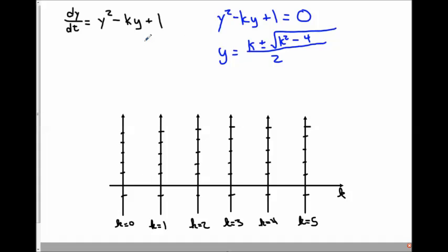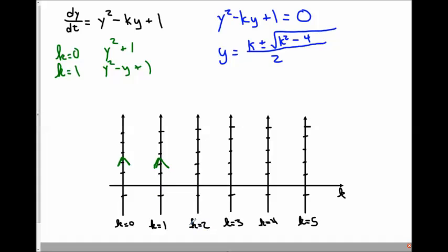Now, for example, when k is 0, this would be y squared plus 1. No matter what I plug in, I will always get a positive answer. In fact, it'll always be at least 1. So this will just be an upward arrow. For k equals 1, I'll have y squared minus y plus 1. Again, if you plug in any number, you'll see you always get a positive number. It never goes negative. So again, it's a boring phase line, just up all the time. Any solutions would just grow. They would just go up.